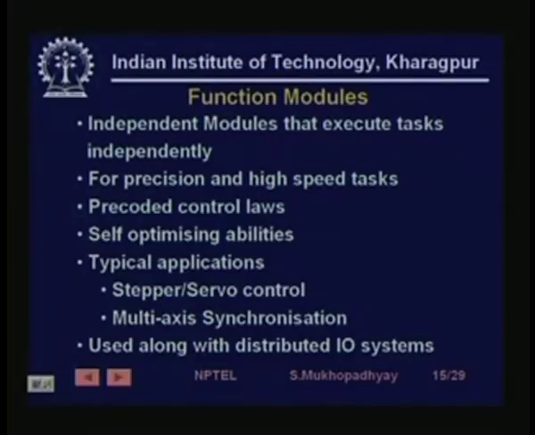For such applications, typically you use specialized function modules, and sometimes they could also be used with distributed I/O systems situated on the machines themselves.